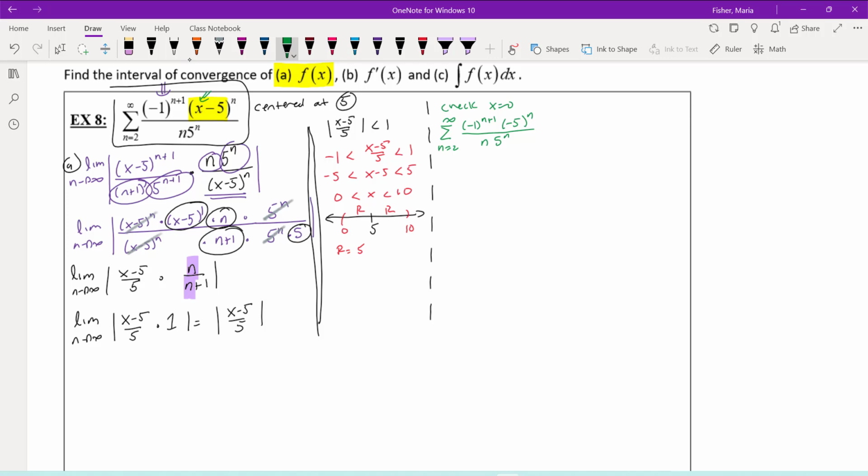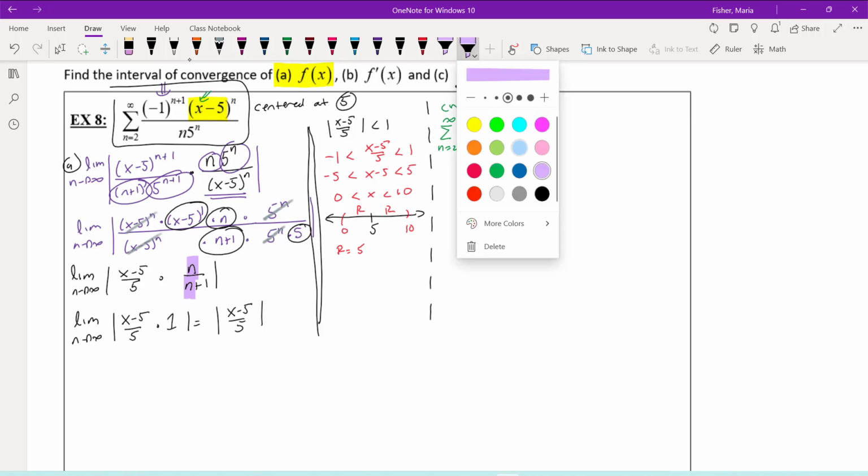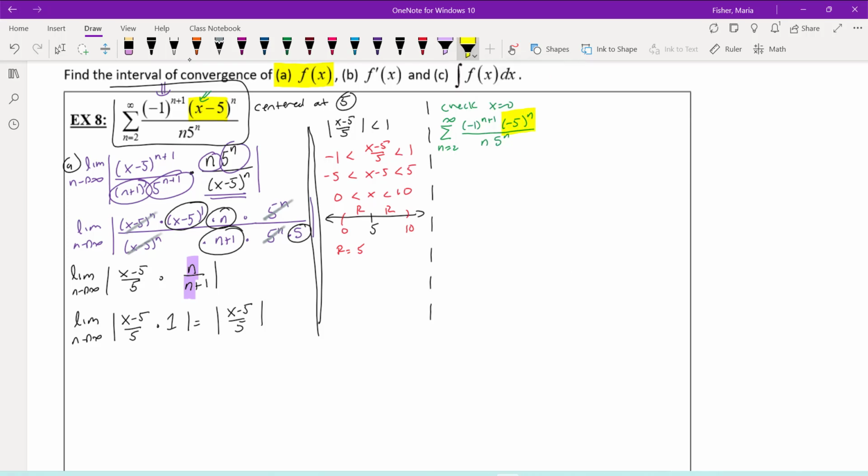Well, negative 5 to the n is just negative 1 times 5, so I can rewrite this guy right here as a negative 1 to the n times a 5 to the n. If I do that, I'm looking at the sum from n equals 2 to infinity of negative 1 to the n plus 1 times a negative 1 to the n times a 5 to the n all over n 5 to the n. Now I notice that my 5 to the n's will cancel, and then in the numerator I have negative 1 to the n times negative 1 to the n. When the bases are the same and we're multiplying, we add the exponents. So that becomes a negative 1 raised to the n plus 1 plus n, which is 2n plus 1.